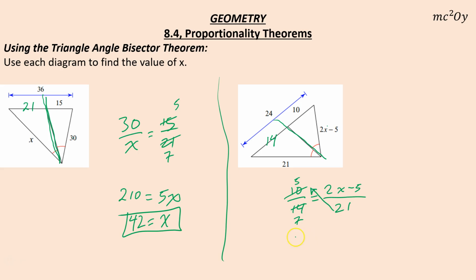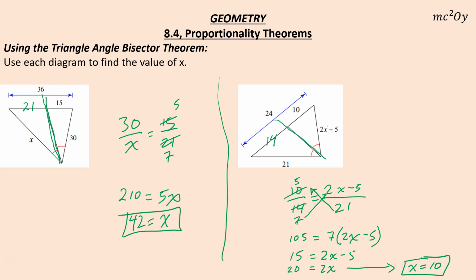So 21 times 5, or 105, and 7 times (2x minus 5). Okay. And I can divide 105 by 7. 7 goes into 105, looks like, 15 times, so 15 is equal to 2x minus 5. Add 5 over, I get 20 equals 2x. So divide by 2, I get x equals 10. I scrunched myself there at the end. Let's slide this over here. So x equals 10.